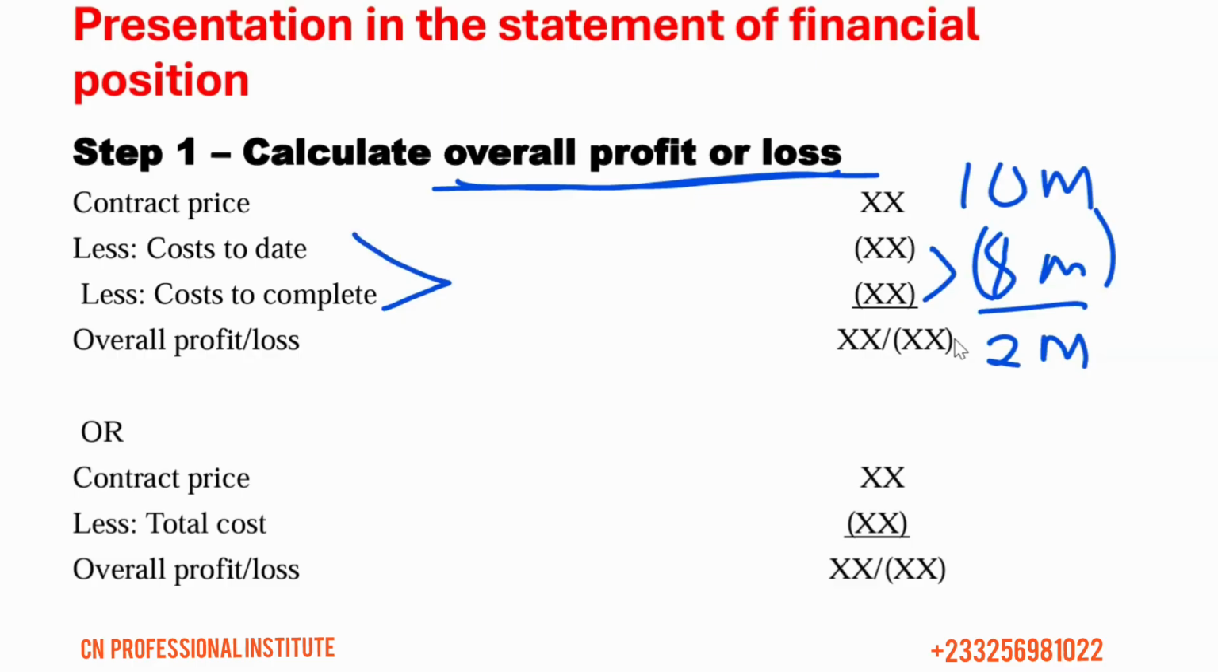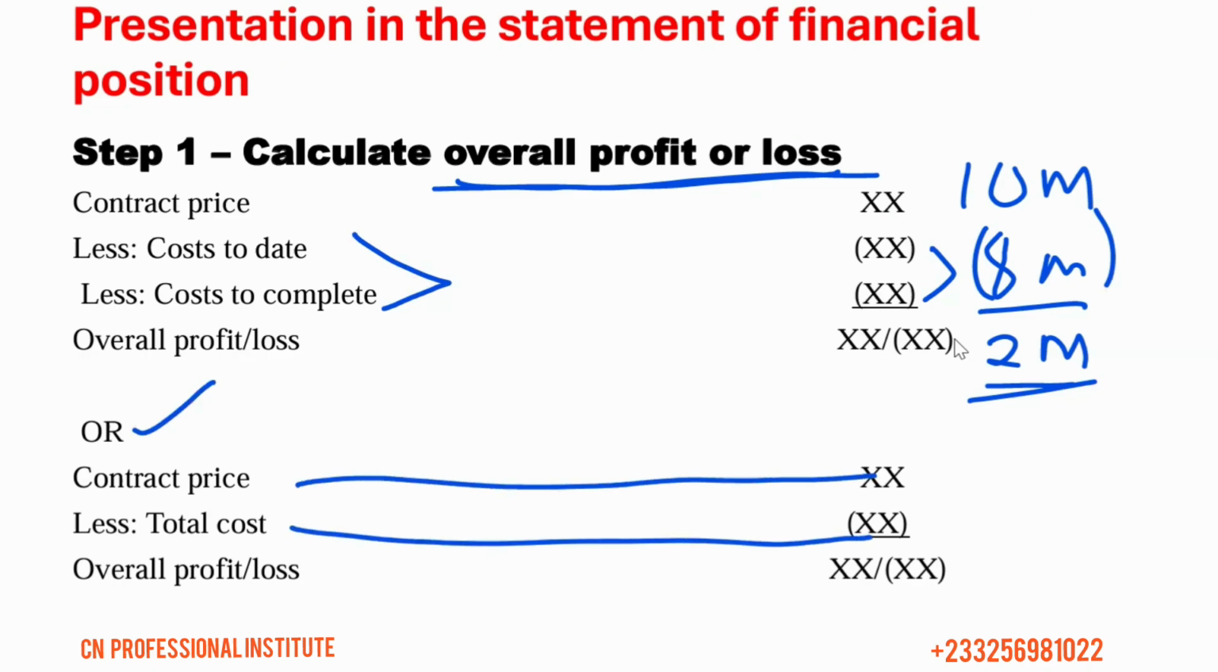This 2 million here is not the profit that we are going to record in one year. It's the overall profit. We want to test something. Now, it's the same thing here. We have the total contract price, less total cost. And this total cost has what? Cost to complete plus cost to date. So you put your cost to date together with your cost to complete, and that gives you the total cost. So just compare your total contract price with your total cost to get profit or loss.